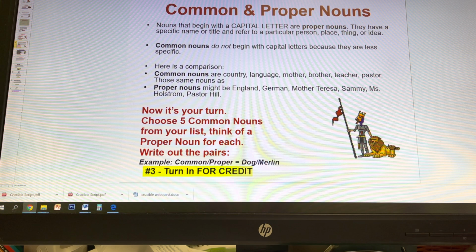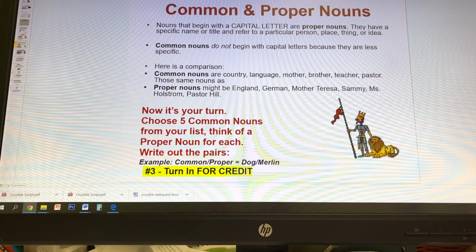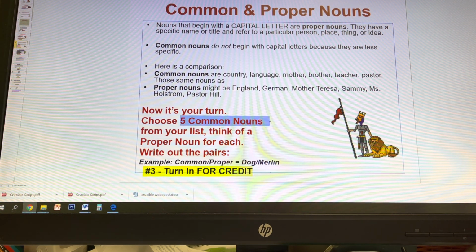So I want you to write down a country, a language, a mother, a brother, a teacher, and a pastor's name. Then I want you to go into your list, and I want you to choose 5 of your common nouns, 5 of the nouns that you wrote down that are just common nouns, and I want you to create or name a proper for each one of them.